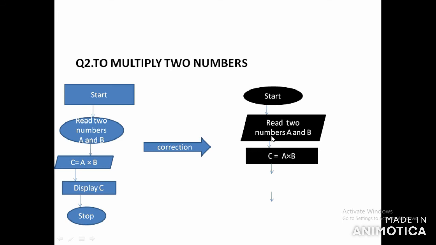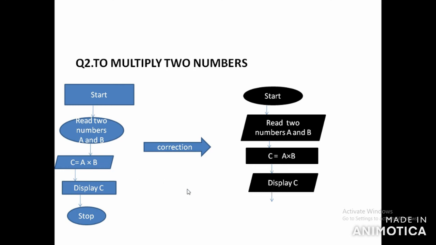Then the next one, C is equal to A plus B. This is a processing action. That is, the processing is being done here. The calculation is being done here. So it should not be written in this type of box.